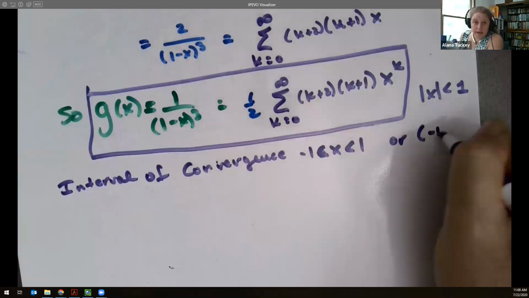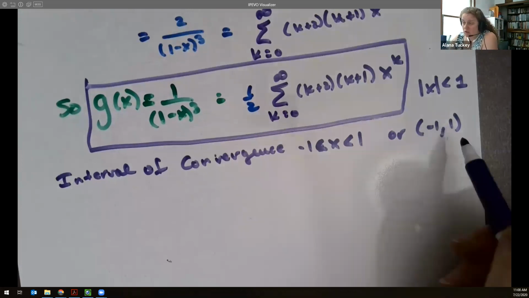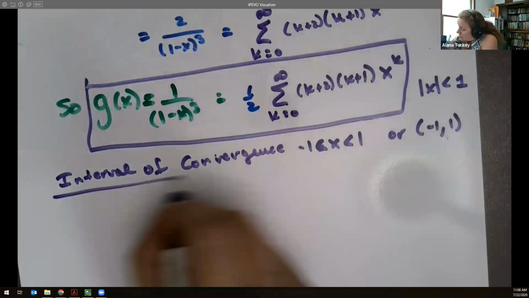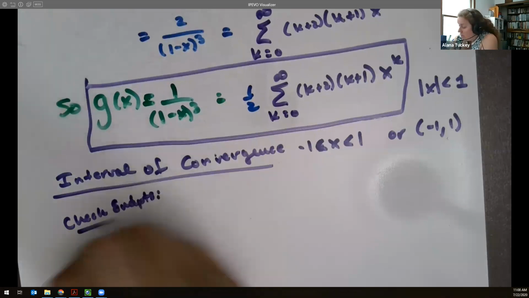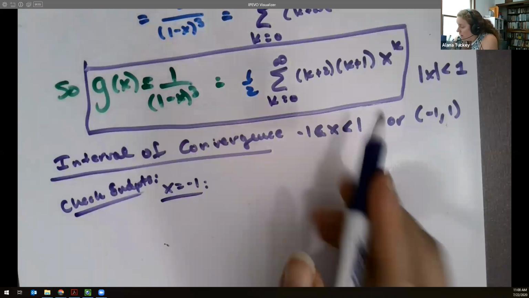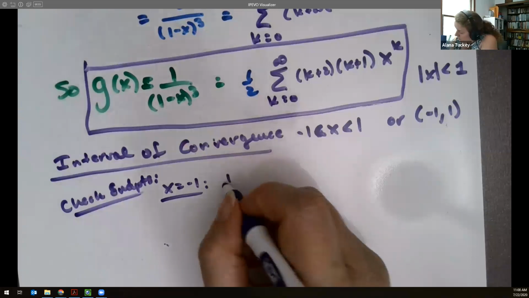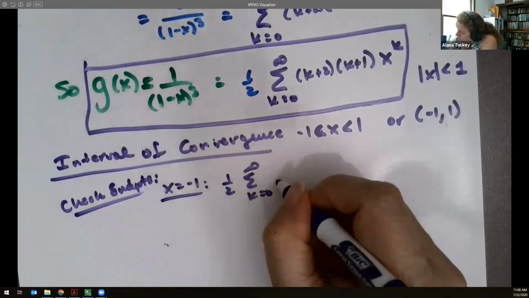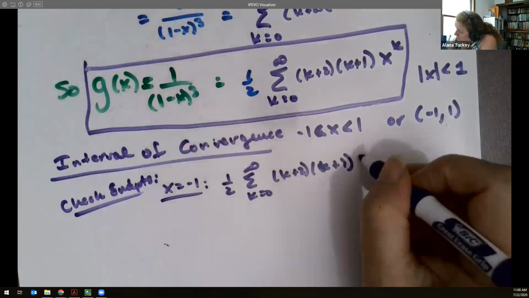In interval notation, I don't know, maybe one of these needs a bracket. I don't know. So I've got to try it. I have to check my endpoints. Always, right? You always have to check endpoints all through chapter 11. So you go, okay, if x is equal to -1, look at my series. It'll become 1/2 times the sum from k equals 0 to infinity of k plus 2 times k plus 1 times -1 to the k.